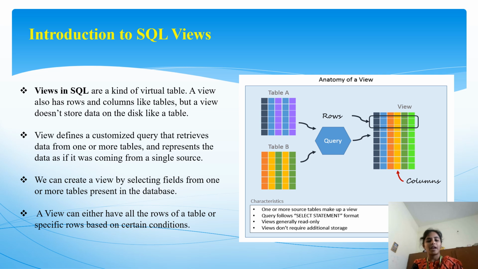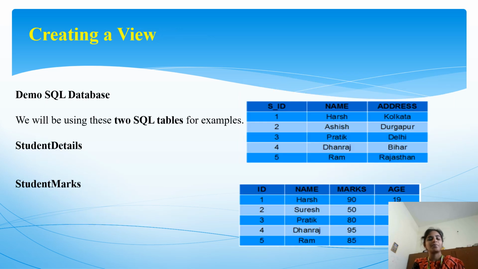A view can either have all rows of a table or specific rows based on certain conditions. So we do not retrieve the entire table. Suppose we want to see some subset of a table, then only we use views. One or more source tables make a view. Views are generally read-only. A view does not require any other storage.